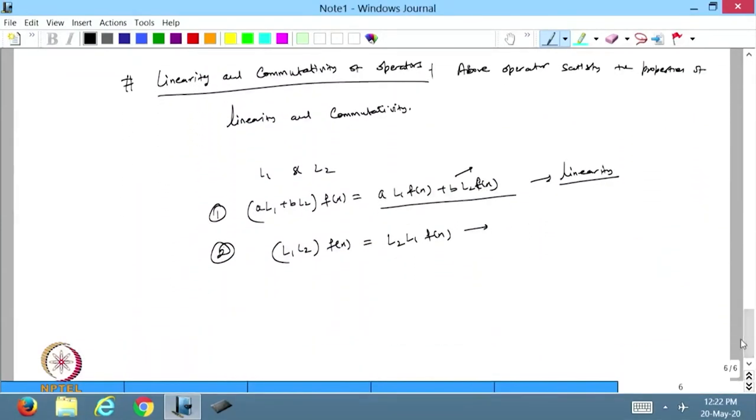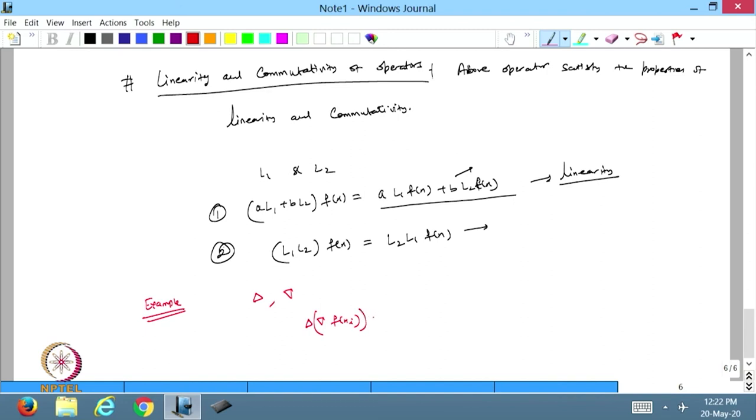For example, I take the forward operator and the backward operator. What I do is take a function f(x). I have a function, and now I want to apply this, then this, on any f(x_i). So this is what I am doing. Let us find out what will happen.